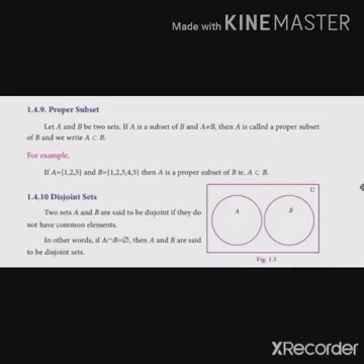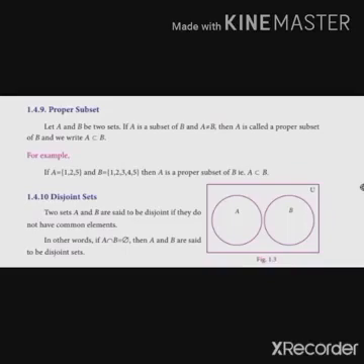A and B are two sets. Then A is a subset of B and A is not equal to B. Then A is called a proper subset of B. We write A is a proper subset of B.